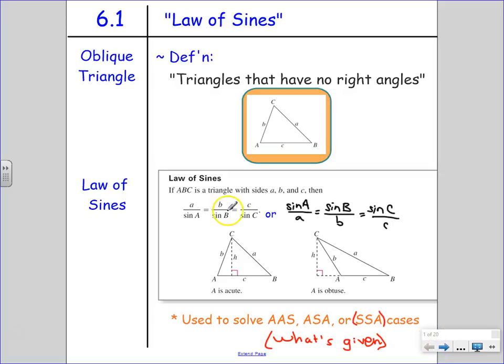All right. Otherwise, question. Does it matter which formula you technically use? No.